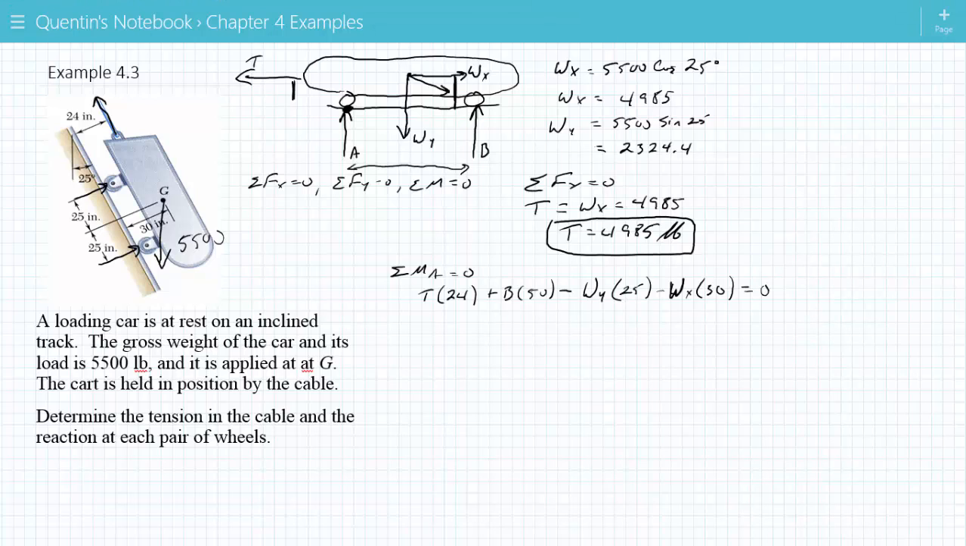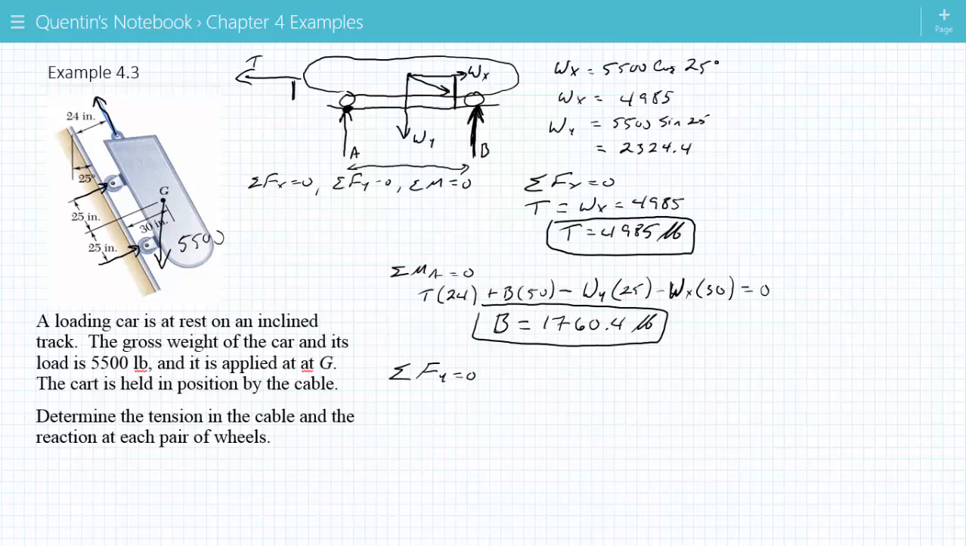Well, we know T, we know WY, we know WX, and so you end up with B equal to 1760.4 pounds. So we know that the reaction at B is 1760 pounds. Now, we have two out of the three unknowns, so almost anything is going to be easy to do. We can take the sum of the moments about B, and that'll give us A. We can take the sum of the moments anywhere. But quite frankly, at this point, it's probably easiest to use the sum of the forces in Y. So the sum of the forces in Y equals 0.